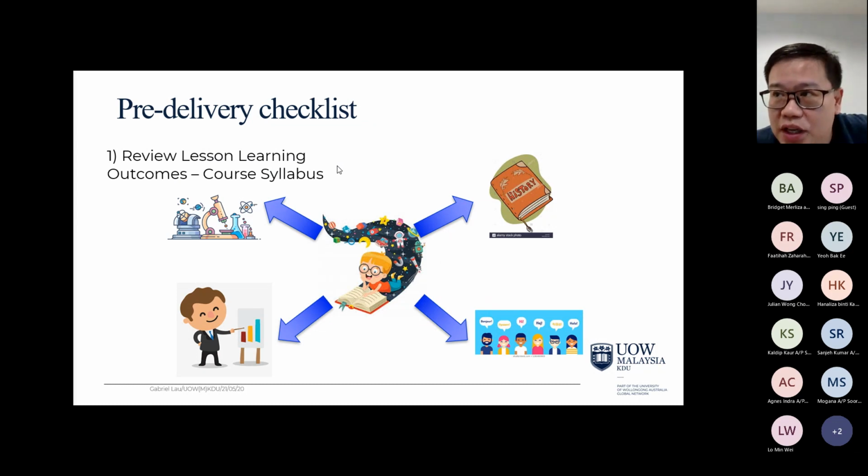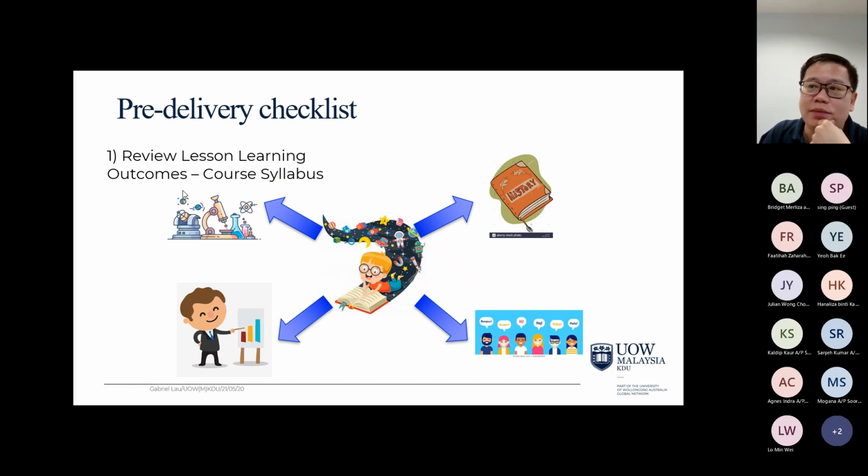Number one in the pre-delivery checklist is review lesson learning outcome. The first thing before you run your online class is look into the lesson learning outcome, LLO. You have your CLO, course learning outcome, which is the whole course. One course maybe has 3 to 4 CLOs. But every lesson, you will have your own lesson learning outcome. So in today's lesson, 2 hours, what do you want to achieve? That is called the lesson learning outcome. It is not your course learning outcome, it's that lesson itself. So you need to understand what you are looking at here.